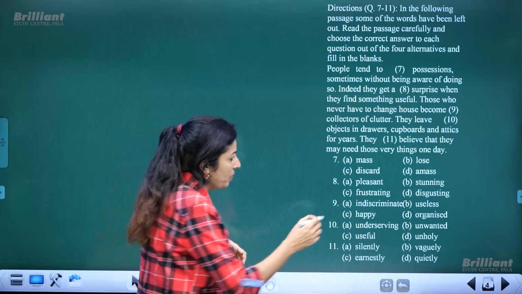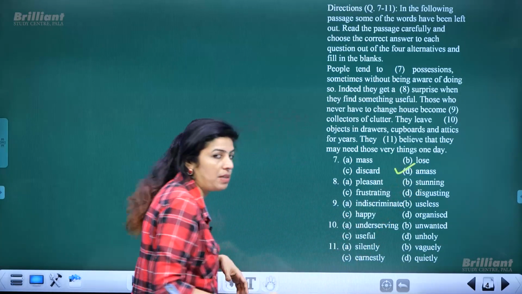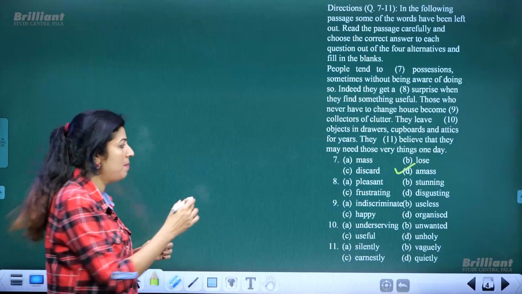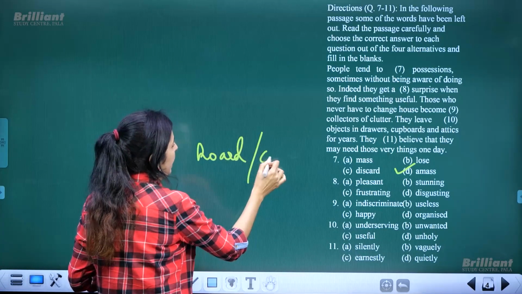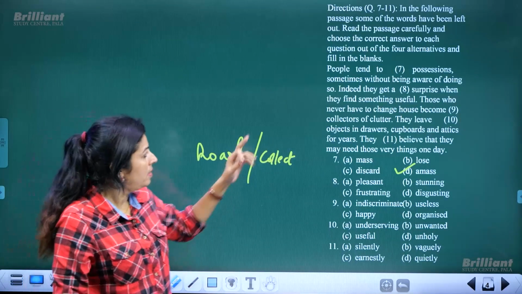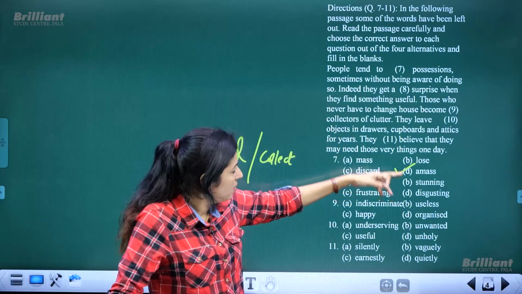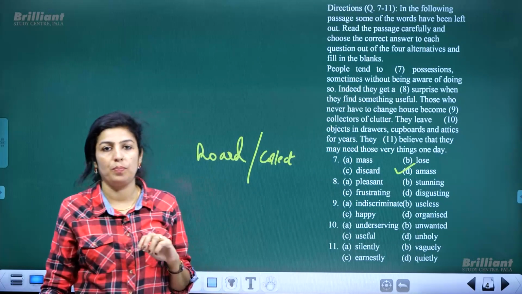People tend to, is it mass, lose, discard, or amass? Amass means hoard or collect. Amass means hoard or collect. Okay, people tend to amass or hoard possessions, sometimes without being aware of doing so.